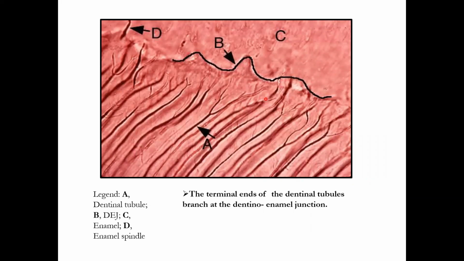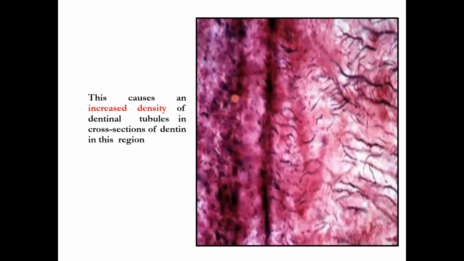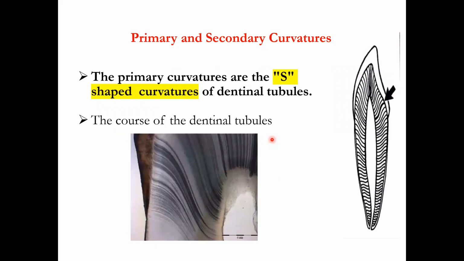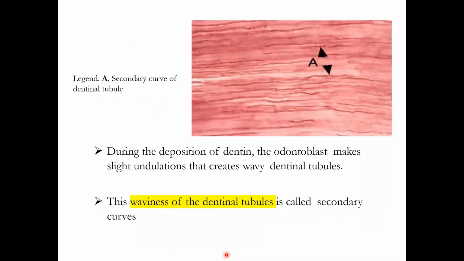As the dentin goes closer to the dentinoenamel junction, which is a scallop structure, it branches extensively, and this branching increases the density of the dentinal tubules closer to the dentinoenamel junction. Let's talk about the curvatures of these dentinal tubules. There is a primary curvature of the dentinal tubule which resembles the English alphabet S. This is nothing but the course of the dentinal tubules.